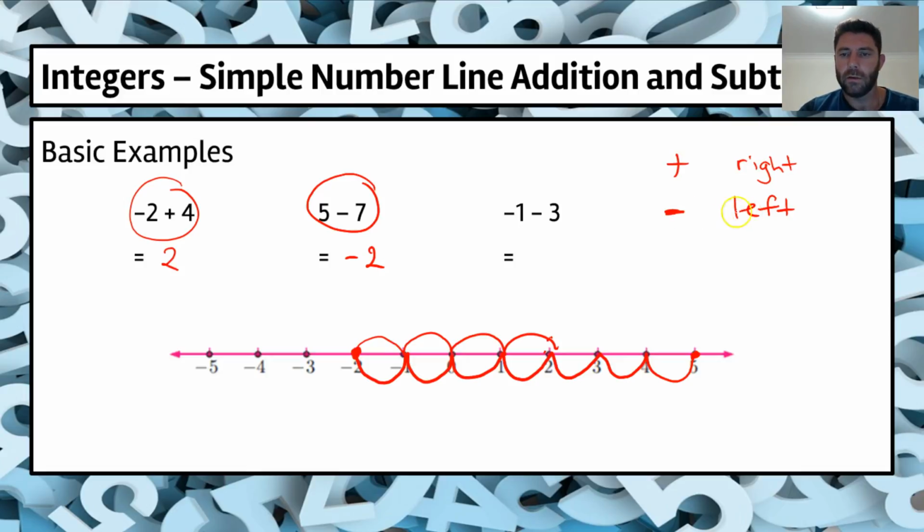Okay, and what we've got here is we're going to start at minus 1. So we're actually going to start here at minus 1. We're actually going to go left 3. So we're going to go 1, 2, 3. My pen's decided not to work now. And we end up here at minus 4. So we've actually got minus 4. Alright, so that's some simple, basic revision of what we've done in the past with addition and subtraction.